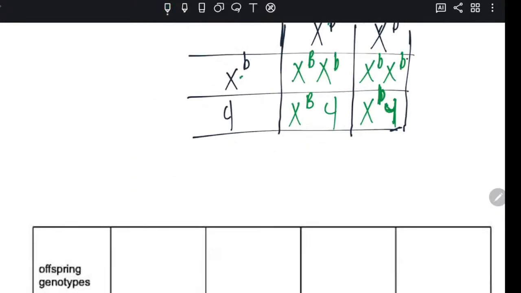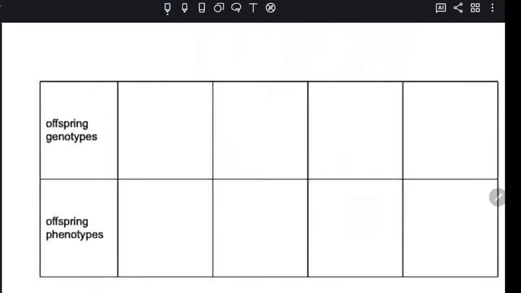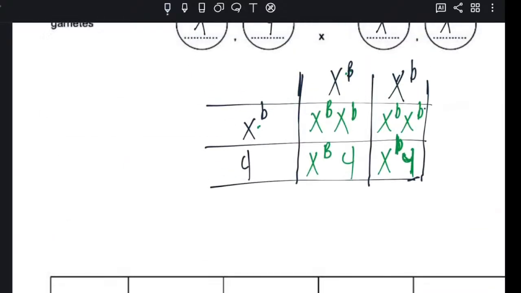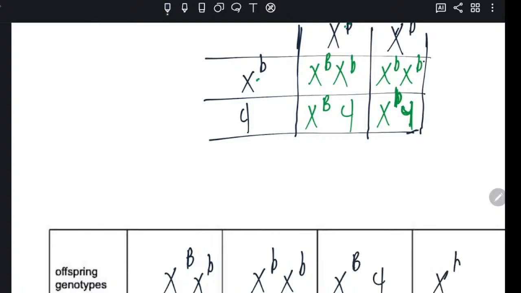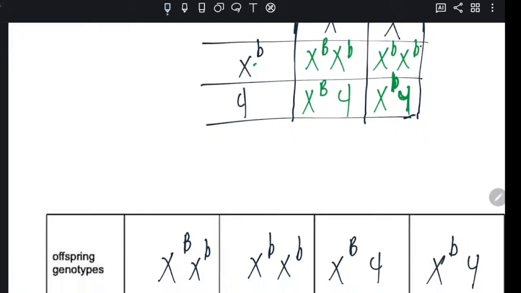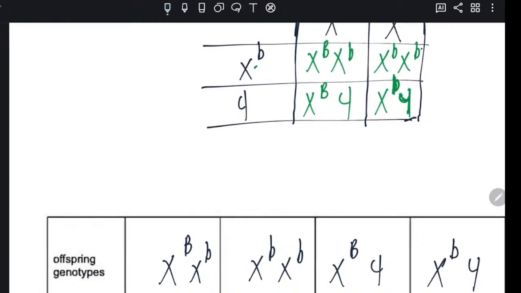Now, what is the question saying? Offspring genotypes. Let's put all the genotypes. We have X big B and X small b, which is that first one. Then we have X big B, X small b and X small b. Now, we have another one, X big B with Y. Another one, X small b with Y. These are the genotypes.